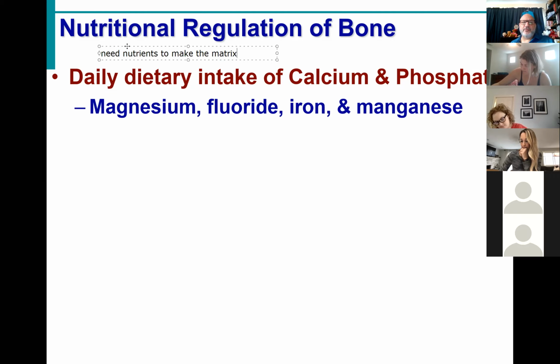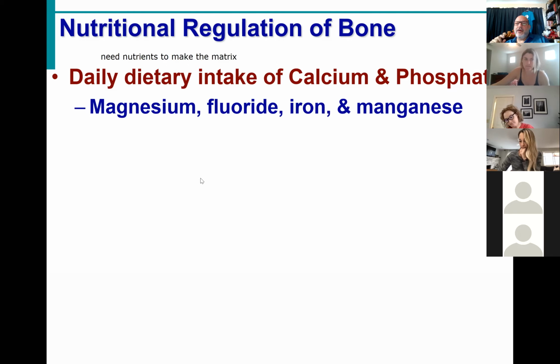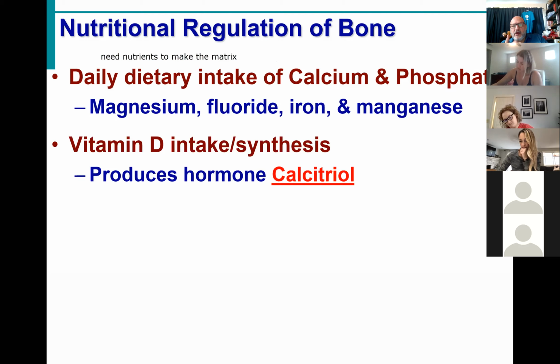So these are things that must be ingested, and if we're not ingesting them, we're not going to be able to make new bone. Calcium's the obvious one, but there are lots of macronutrients as well. But there are other nutrients that are necessary for bone homeostasis as well. One of the important ones is vitamin D, right? If I remember back to the integumentary system, where do I get my vitamin D again? From sun. Right, absolutely. From the skin, absolutely.